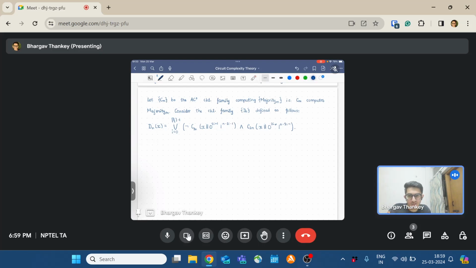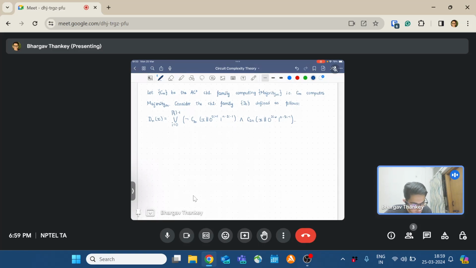Okay, so if the construction is okay, then I'll show you why this computes parity. But first, let's look at the size and the depth of D_n.